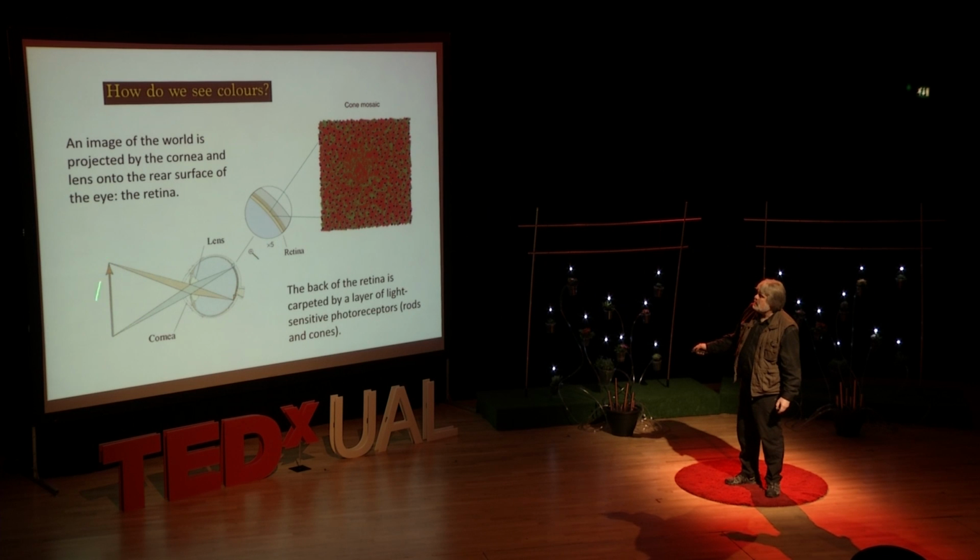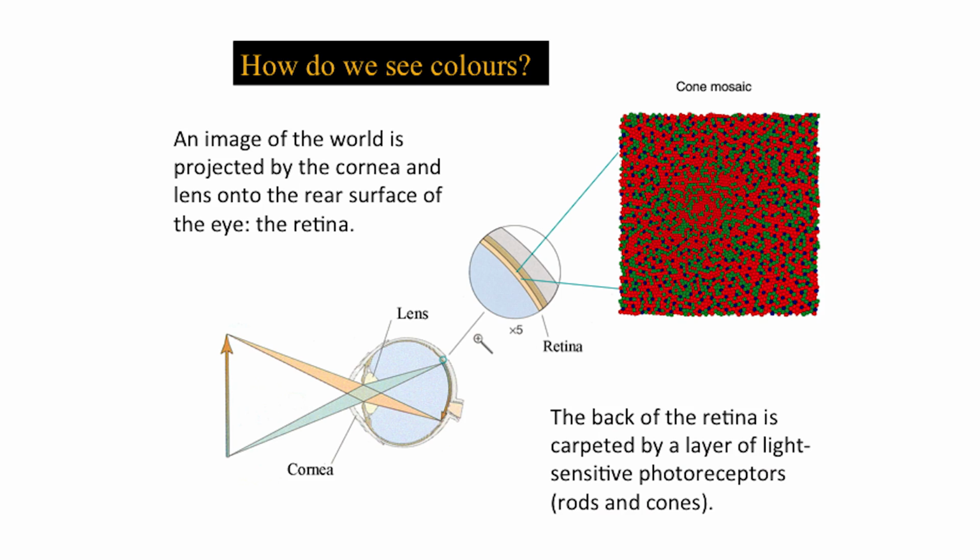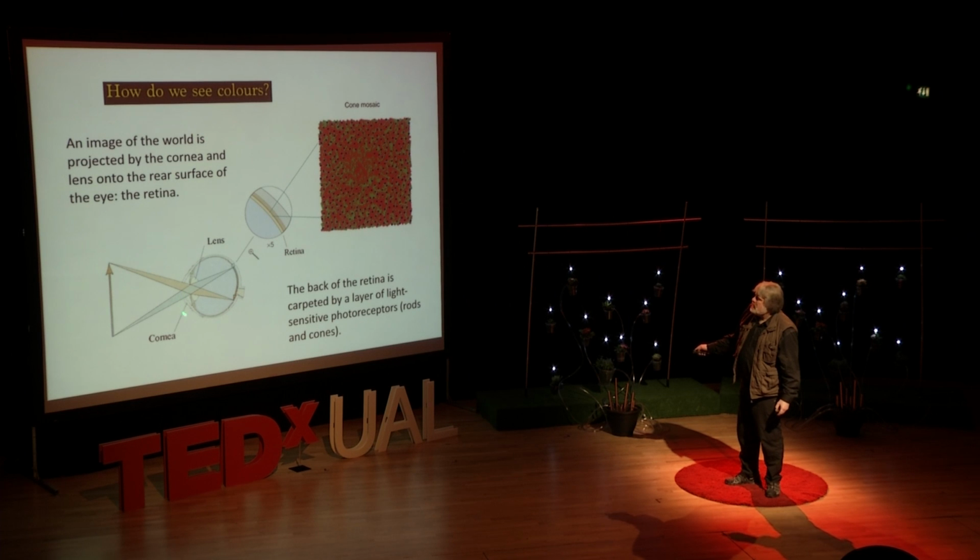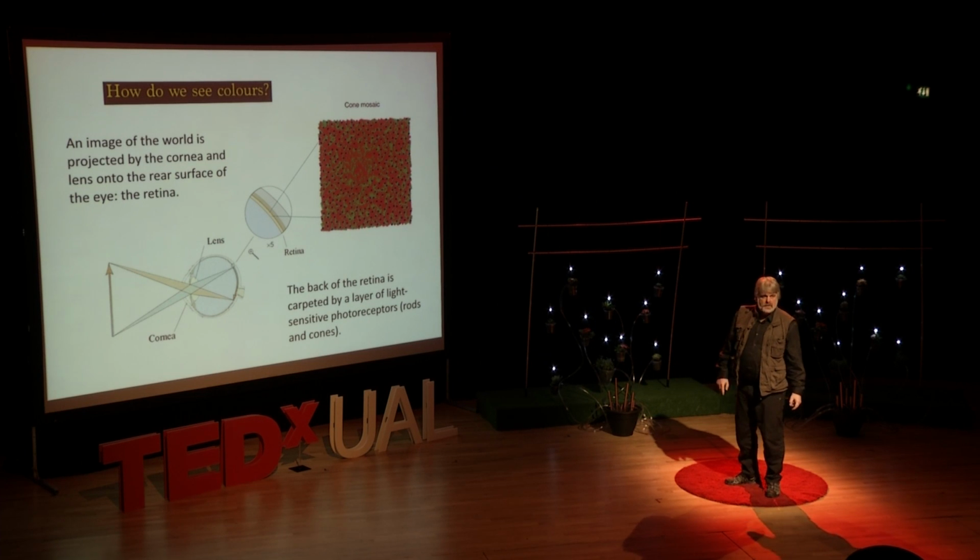An image of the outside world is projected onto the rear surface of the eye, the retina. It's inverted. It's projected by the lens and the cornea. This is the rear surface of the retina. It's carpeted with light-sensitive rods and cones. This is the centre of vision, where there are just cones. L cones shown in red, M cones shown in green, and S cones shown in blue.